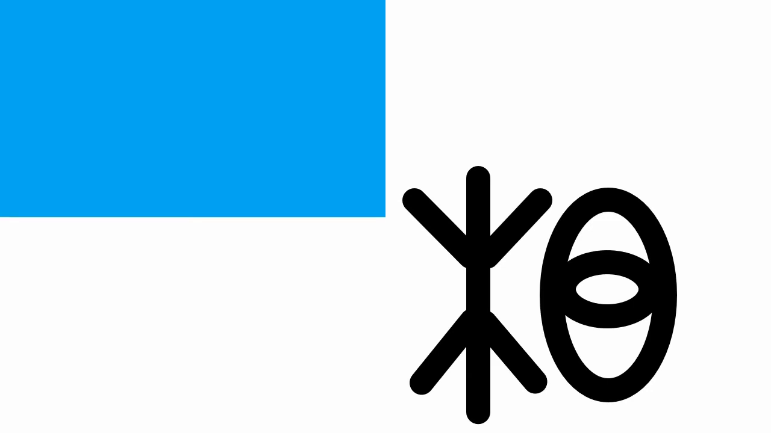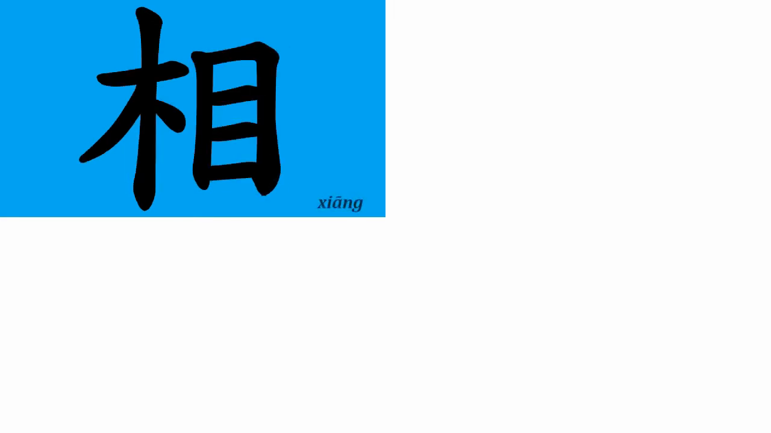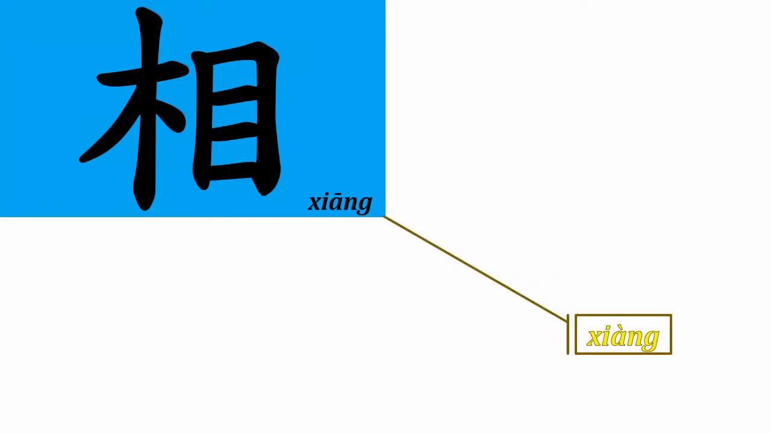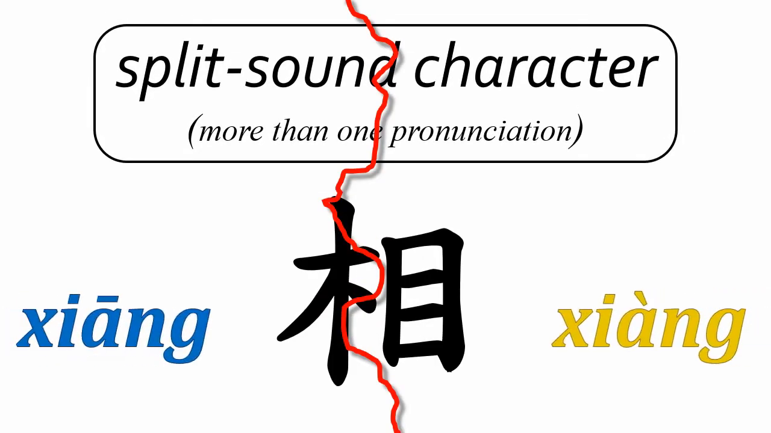The third character in today's lesson is the pictogram for tree, 木, coupled with the pictogram for eye, 目. It is pronounced either first tone, xiang, or fourth tone, xiang, depending on the meaning. It's another split sound character.